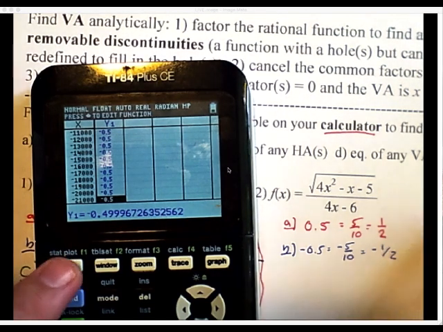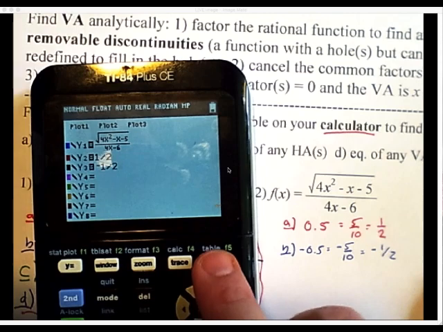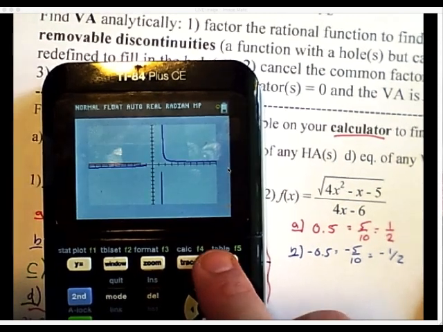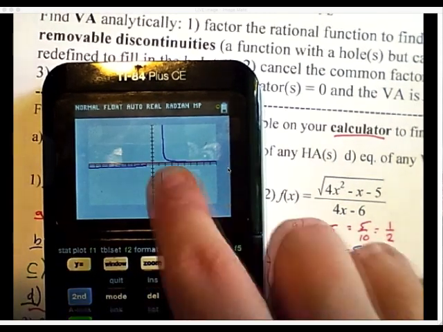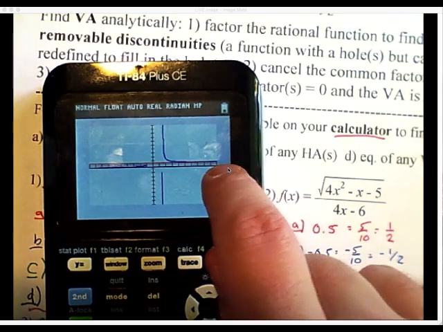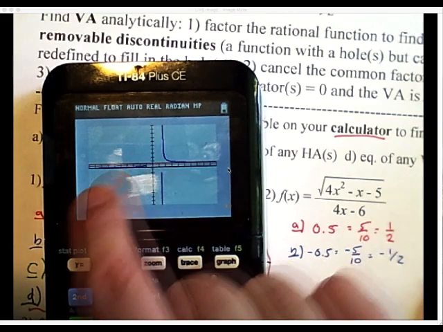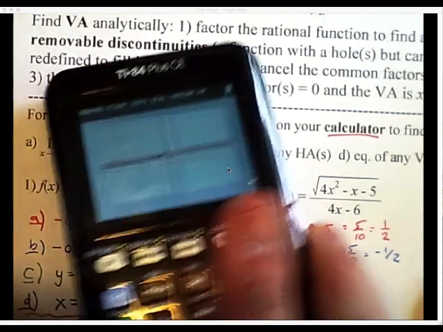Okay, so let me go ahead and just put them both on here. So I'll put in 1/2 and I'll put in negative 1/2. And then we'll graph it and we'll make sure. Okay, so as I go to the right, it looks like the red line is being approached, and as I go towards the left, it looks like the curve is approaching the black line. So there's two horizontal asymptotes here.